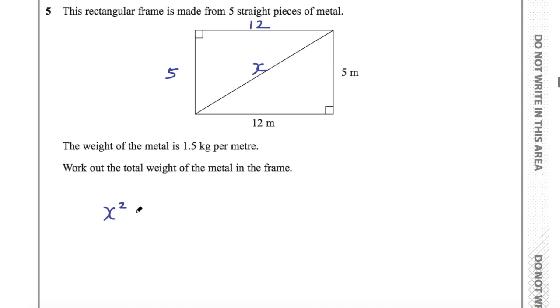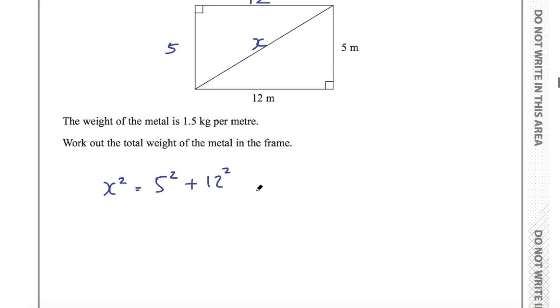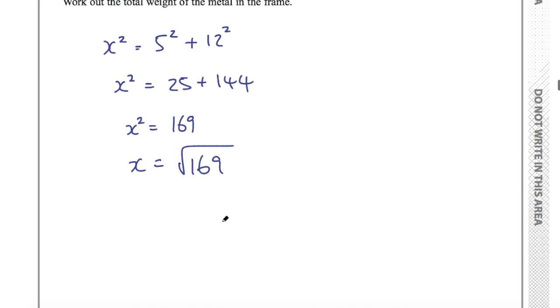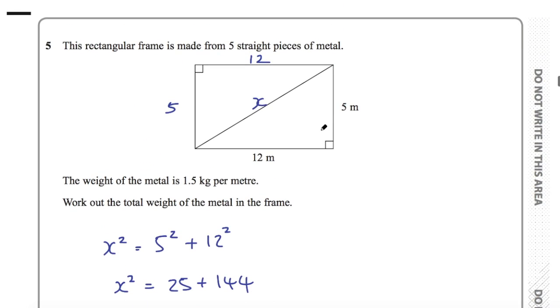So therefore x squared is going to be 5 squared plus 12 squared. So x squared will be 25 plus 144, and 25 plus 144, that's 169. So then x equals the square root of 169, so x equals 13. And then we can go ahead and figure out how much metal in total we have.